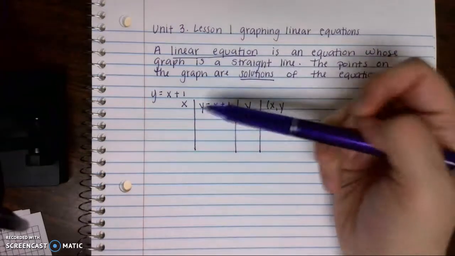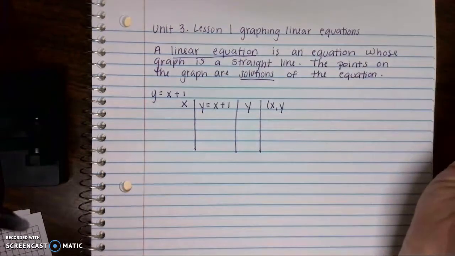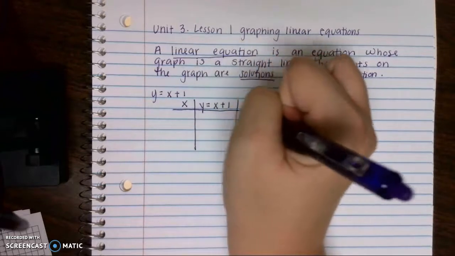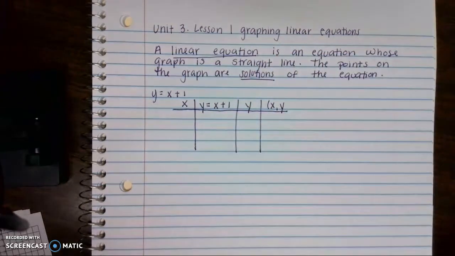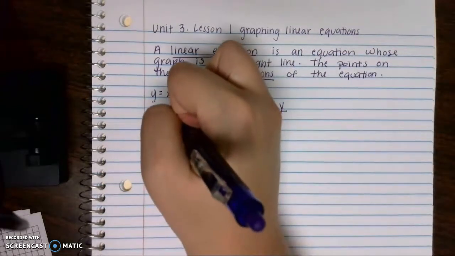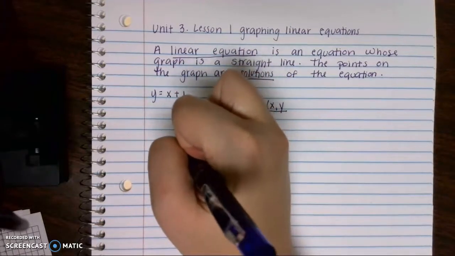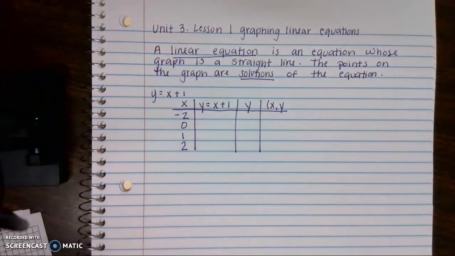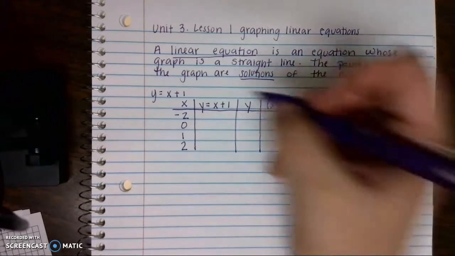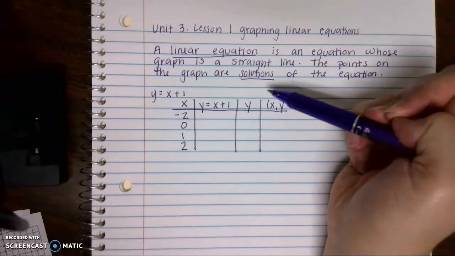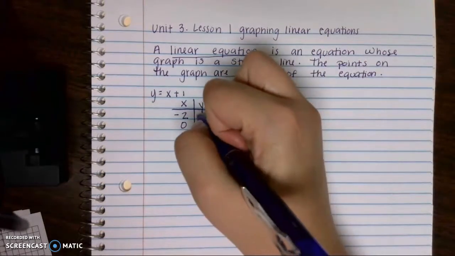Okay, your x value can be anything that you want it to be when you're creating a table. Ideally, as an awesome student, you would use a positive, a negative, and 0. So I'm going to use -2, 0, 1, and 2. I'm going to do 4 of them. And then I'm going to just plug in, since these are my x's, I'm going to plug it in for my x value on my equation.